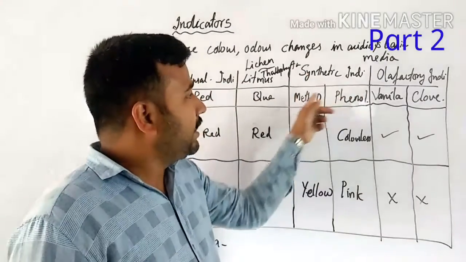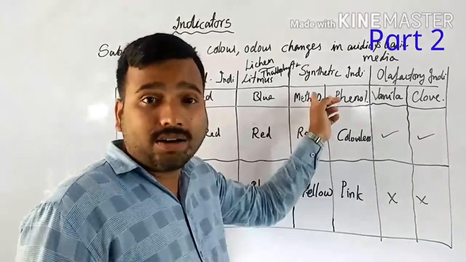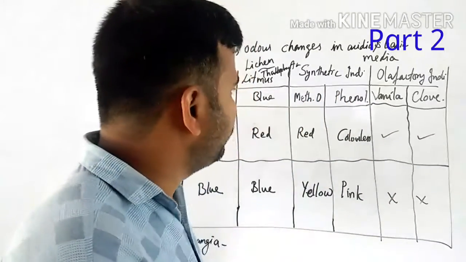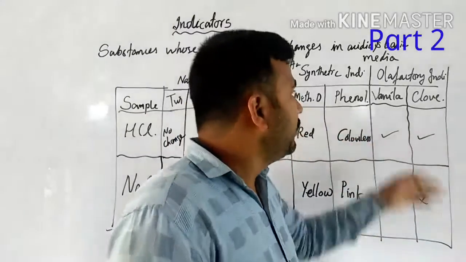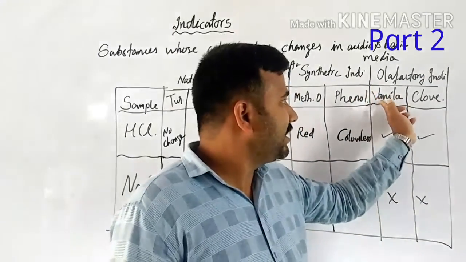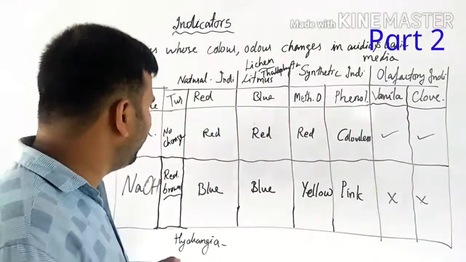And the synthetic indicators are of two types: methyl orange and phenolphthalein. These are the two synthetic indicators which we have in the laboratory. Then olfactory indicators are the third category, in that vanilla and clove. These two are the olfactory indicators.